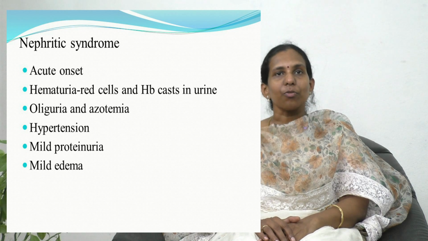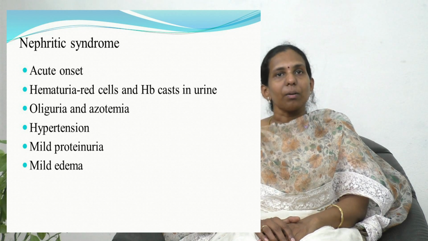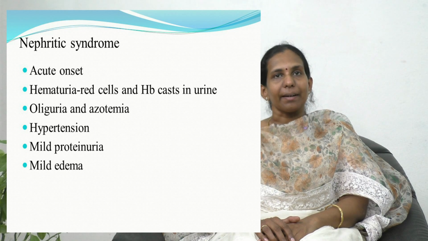Today we'll see about nephritic syndrome. Nephritic syndrome consists of hematuria, oliguria, mild proteinuria along with mild edema. It is acute onset.